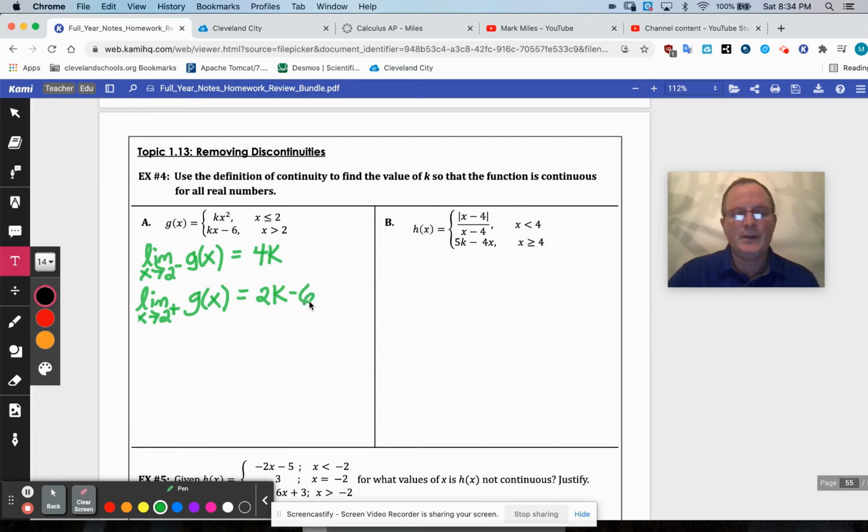So those are the two limits from the left and the right, and now I want to make sure that they're equal to each other. So the limit as x approaches 2 exists when those two are equal. I would go 4k is equal to 2k minus 6, and just solve that. Subtracting 2k from both sides, 2k is negative 6.